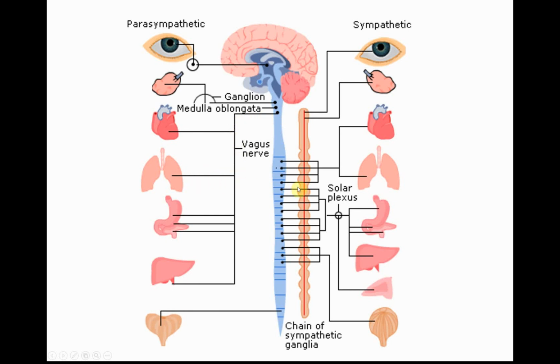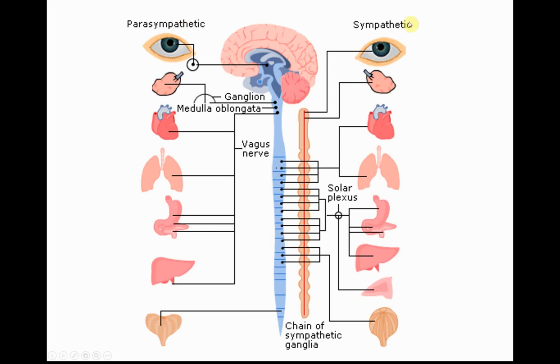Okay, some of these motor neurons here can actually go to things like the adrenal glands and actually cause release of hormones into the blood. So that's different as well. Okay, so let's have a look at the different things.